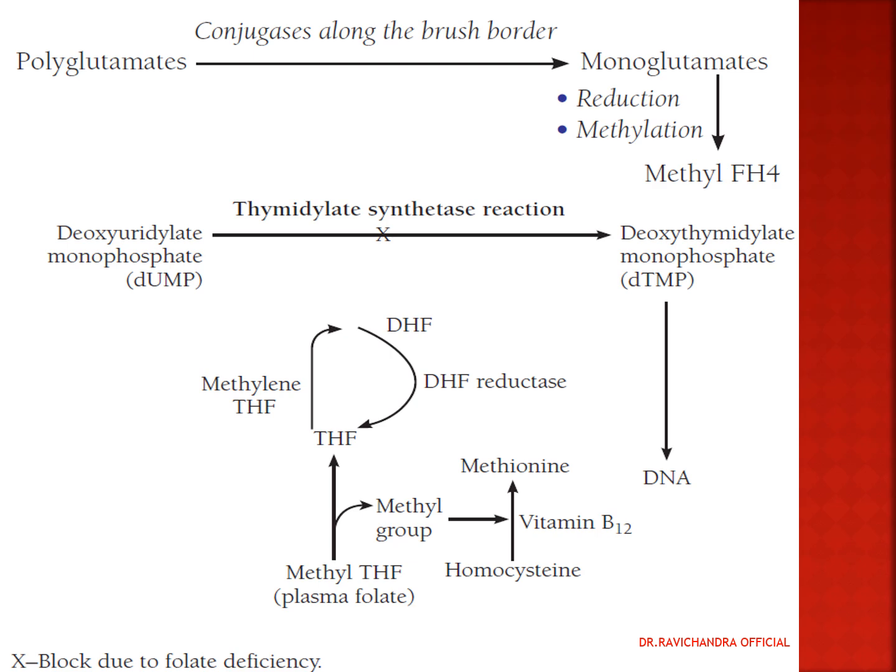The polyglutamates that are present in the food are converted to monoglutamates with the help of the conjugases present along the brush border. And these monoglutamates are converted to methyl tetrahydrofolate by reduction and methylation. The dUMP, that is deoxyuridylate monophosphate, is converted to deoxythymidylate monophosphate, and it is further helpful in the formation of DNA. So thymidylate synthase will help in this process.